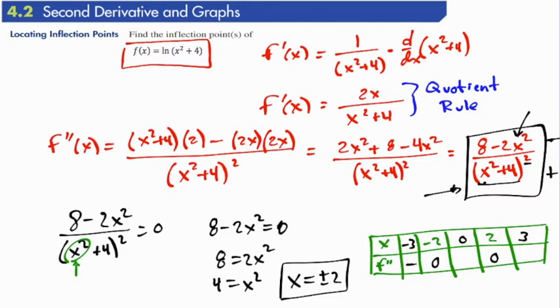So this is what we mean by sign charts. I don't need to calculate the exact number. I just need to determine if that is a positive or negative value. Now we can do this again with 0.